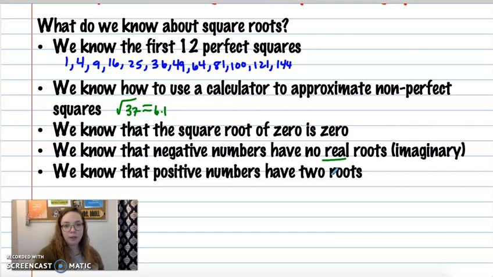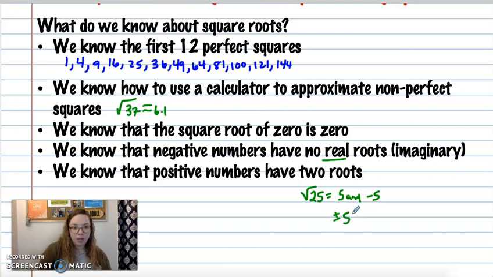And then we know that positive numbers have two roots. So for example, the square root of 25 has a root of 5 and negative 5. Or sometimes we'll write that as plus or minus 5 like this to write it in one chunk. But really we're talking about positive 5 and negative 5, because 5 times 5 equals 25, but negative 5 times negative 5 is also a positive 25. So if you're square rooting 0, you just have one root. If you're square rooting a negative, you'll have no roots. And if you square root a positive, you have two roots.